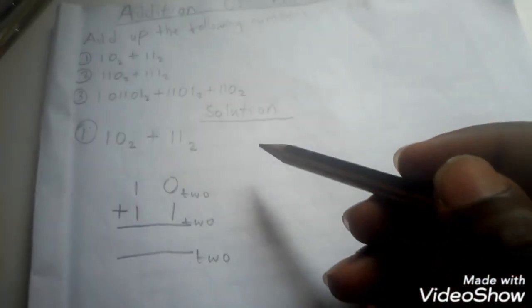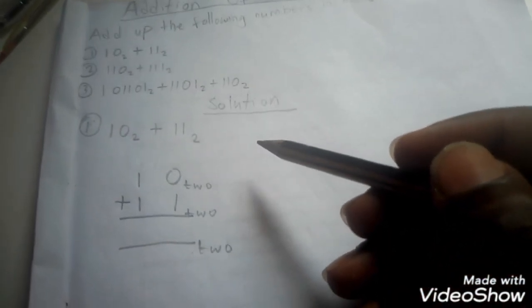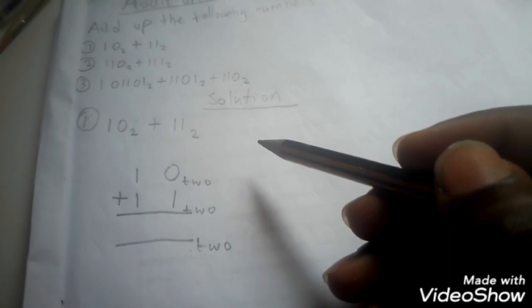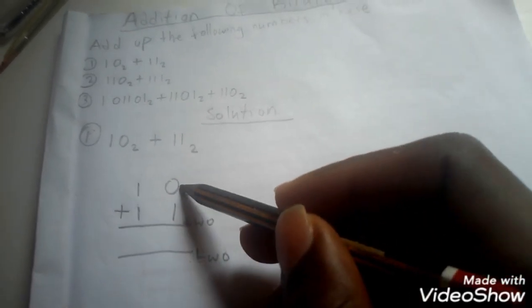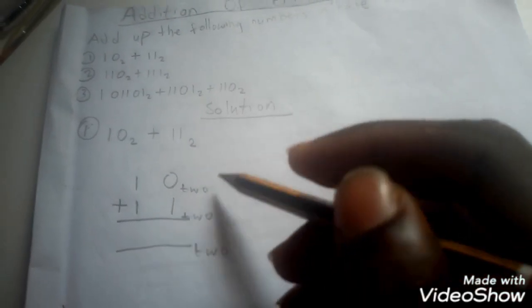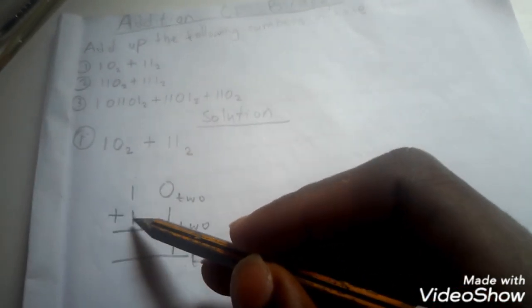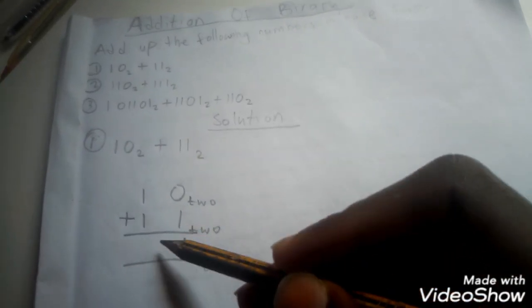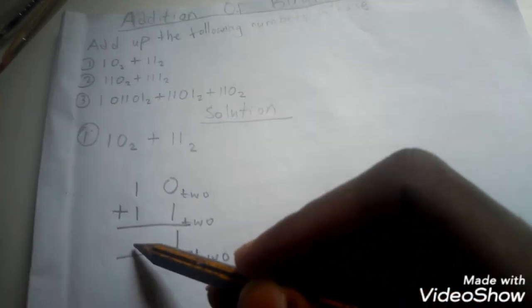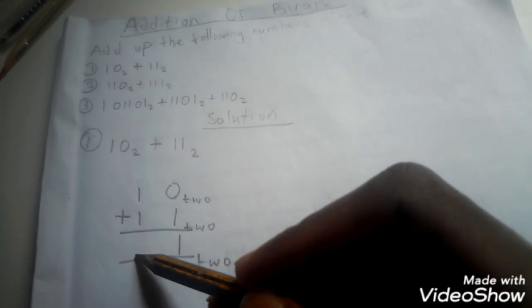Now let's add. So look at this. Remember, in base 2 the highest number we can see over there is 1. So 0 plus 1, that will give you 1. You write a 1 down there. But come over here: 1 plus 1. The answer is 2. Remember I said the highest number we can get in base 2 is 1. So that means we can't write 2 down.